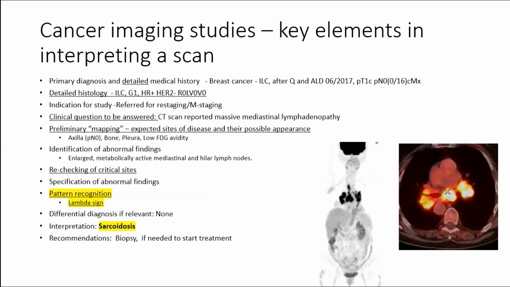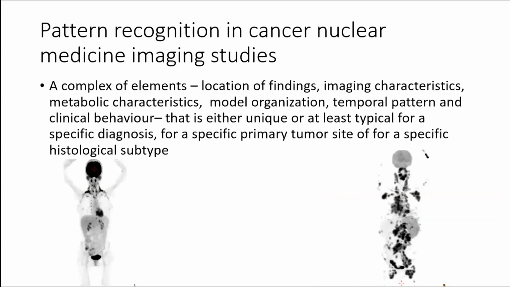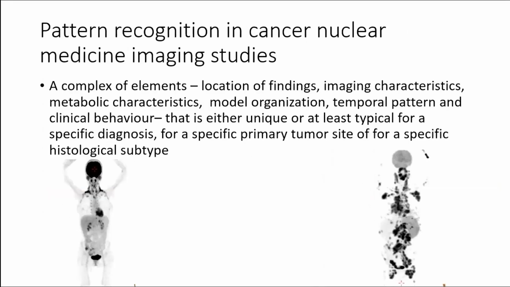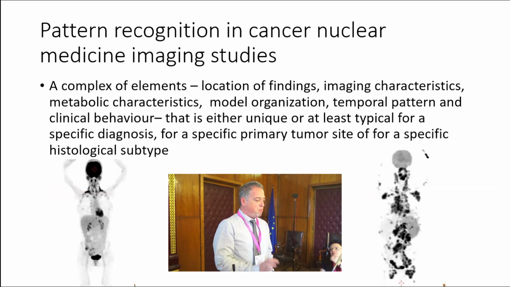If we go for the recognition of the pattern, my colleagues here will directly say this is sarcoidosis. You don't need anything but just to see the entire picture. So you need medical history and you just have to take a glance at your picture and you have your diagnosis. So what is pattern recognition in nuclear cancer imaging and in imaging at all?